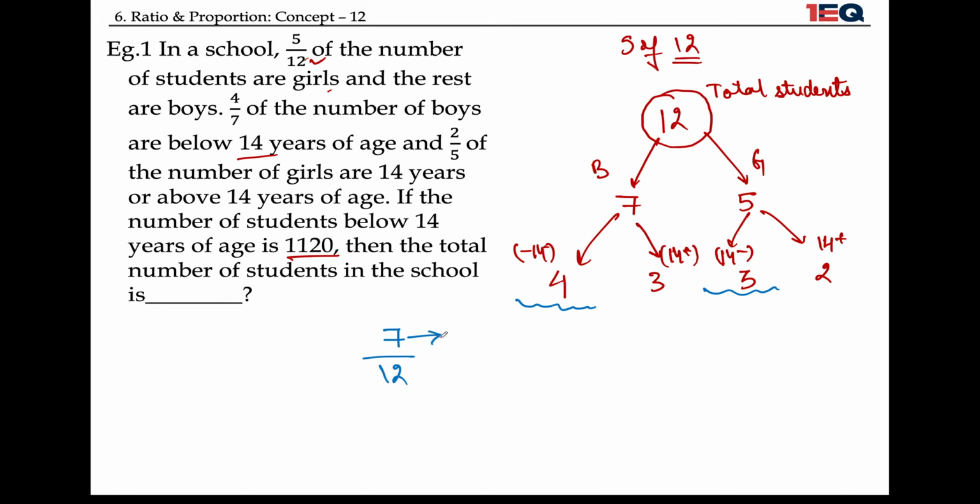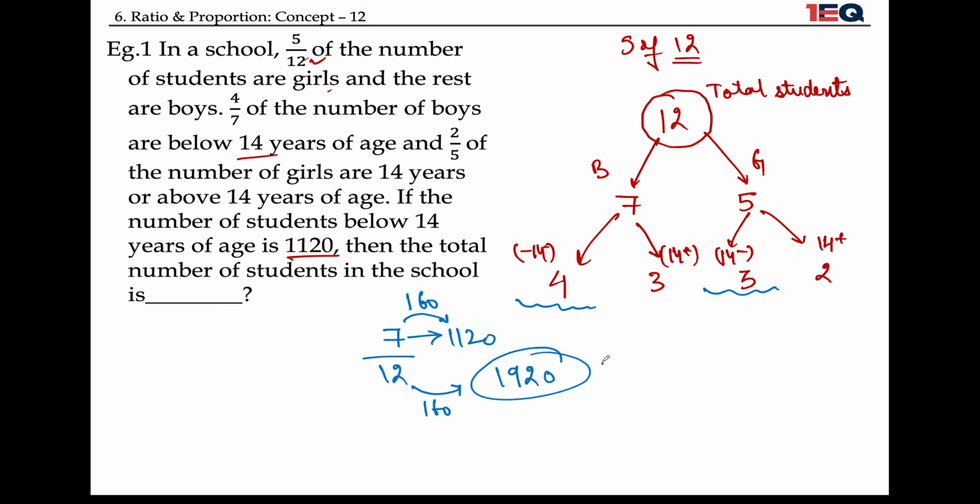If 7 is relating to 1120, this means there is a multiplication that needs to be done. 7 ones are 7, 7 sixes are 42, and 160. Now, 12 would also be multiplied by 160. So when I multiply 12 with 160, what do I get? 12 sixes are 72, and 12 ones are 12. 1920.